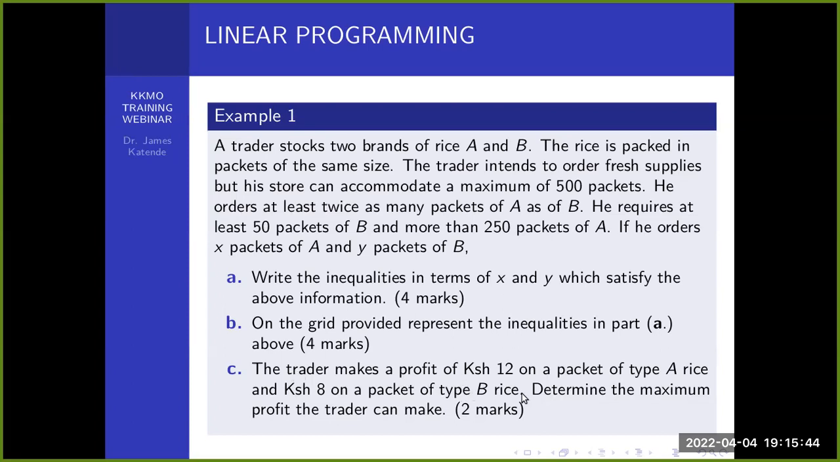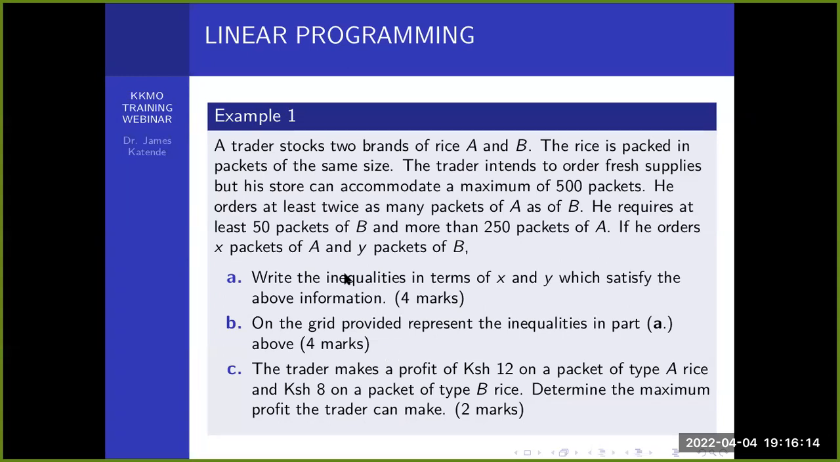Then the last part we are supposed to do is to maximize the profit that the trader can make, given that type packet A makes a profit of 12 shillings and B makes a profit of 8 shillings. So that's the problem we are supposed to solve. We shall go one by one. We start with A, B, and followed by C. We may need to, from time to time, refer back to the problem so that we stay on track.